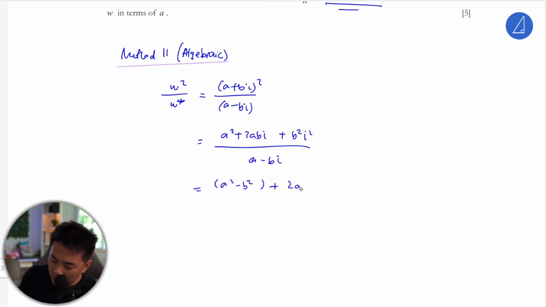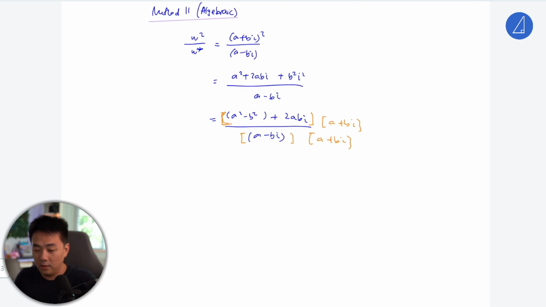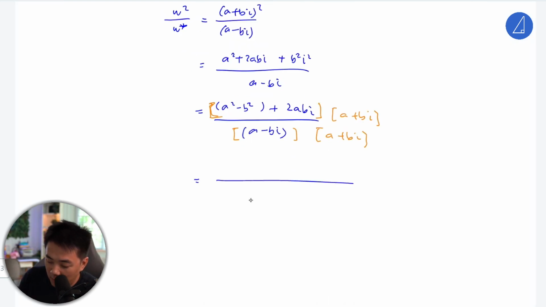I think most students would like method 2, but I encourage you to understand method 1, because harder questions require you to do that. Then we multiply by the conjugate of the denominator, so this will be a plus bi over a plus bi. Then you just expand this. The bottom, when you multiply, will be a squared plus b squared. The top will just be a squared minus b squared multiplied by a.